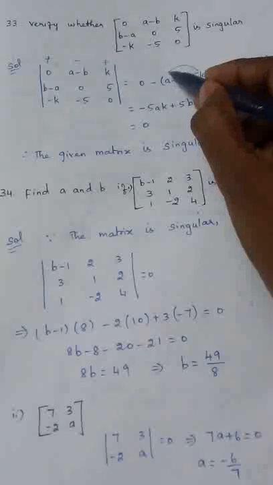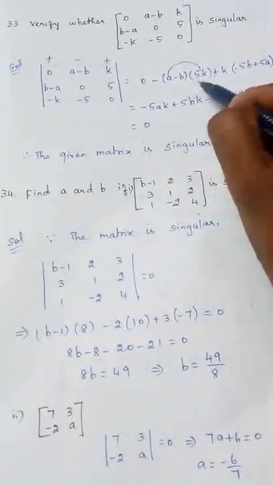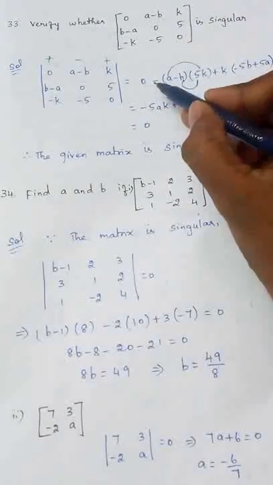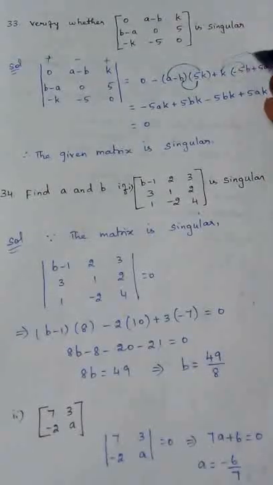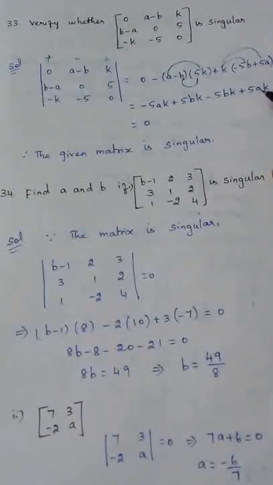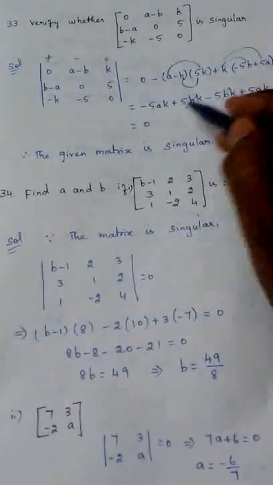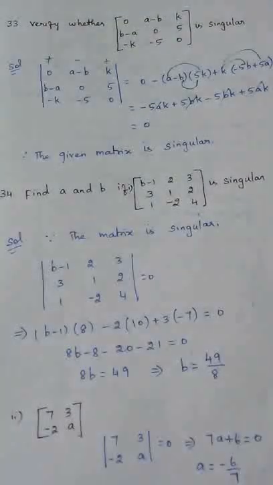Multiply this 5k into a, 5ak; with this minus symbol, 5k into b, minus 5kb; another minus, so plus 5kb. Similarly, take this k inside this bracket, you will get these two, out of which plus 5bk and minus 5bk get cancelled, minus 5ak plus 5ak gets cancelled, so the answer is 0.